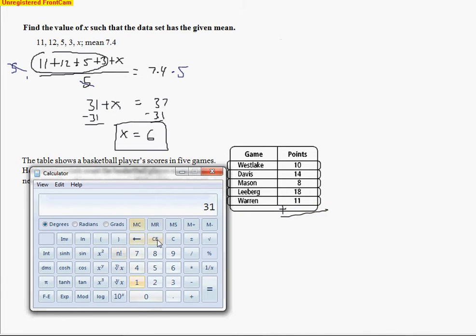So we'll clear this screen. We've got 10 plus 14 plus 8 plus 18 plus 11. So I can see in the calculator here 1, 2, 3, 4, 5 numbers. And so I sum those together, that makes 61.